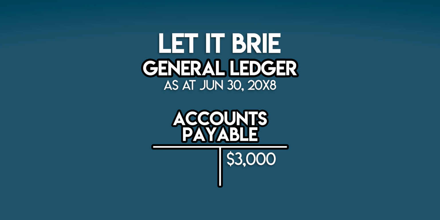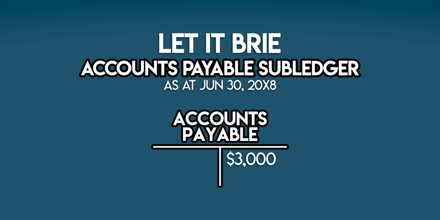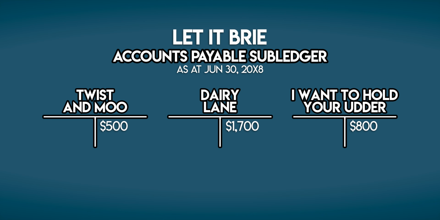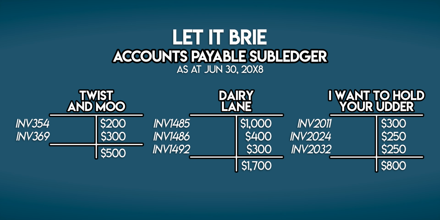If we want to know who your business owes money to, then we need to look at the accounts payable subledger. You can think of this as a mini database that supports the main accounts payable account in the general ledger. These two things are separate, but they interact with each other, and the totals always have to match. In the accounts payable subledger, we can see that Let It Be owes money to 3 different suppliers. And if we look a little closer, we can see exactly which invoices make up the balances. Pretty handy, hey?